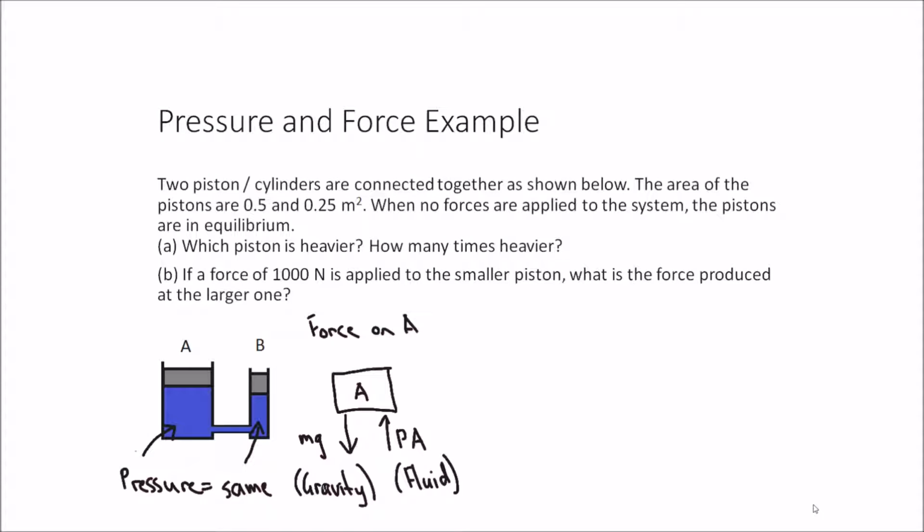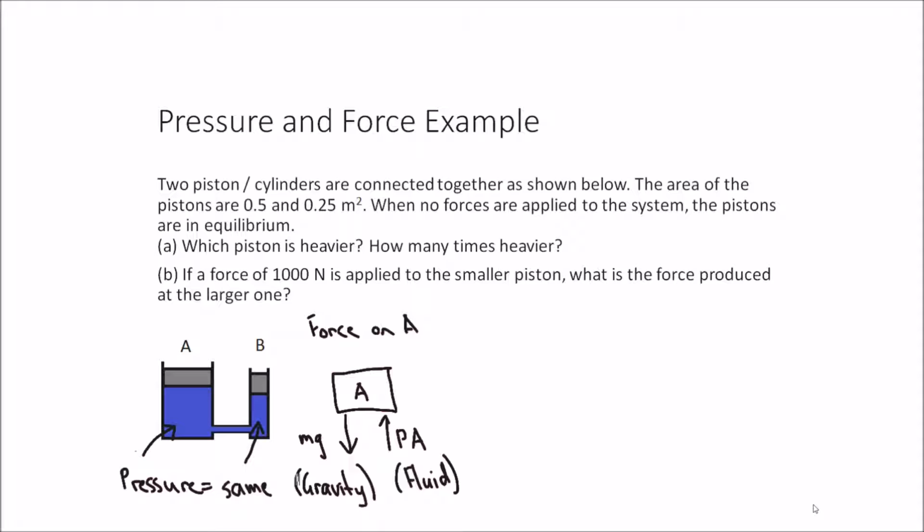And this brings us to the second example. Here we have two piston cylinder arrangements connected by a tube. One of the pistons is larger than the other one, with piston A being 0.5 meters squared and piston B being 0.25 meters squared. We have two questions to answer. One, which piston is heavier and how many times heavier? And two, if we apply a force of 1000 newtons to the smaller piston, what force will we produce at the larger one?